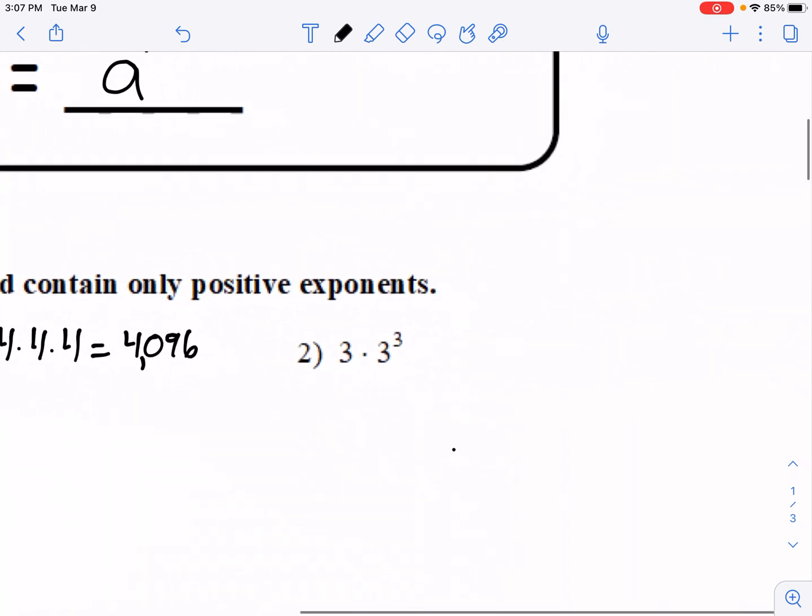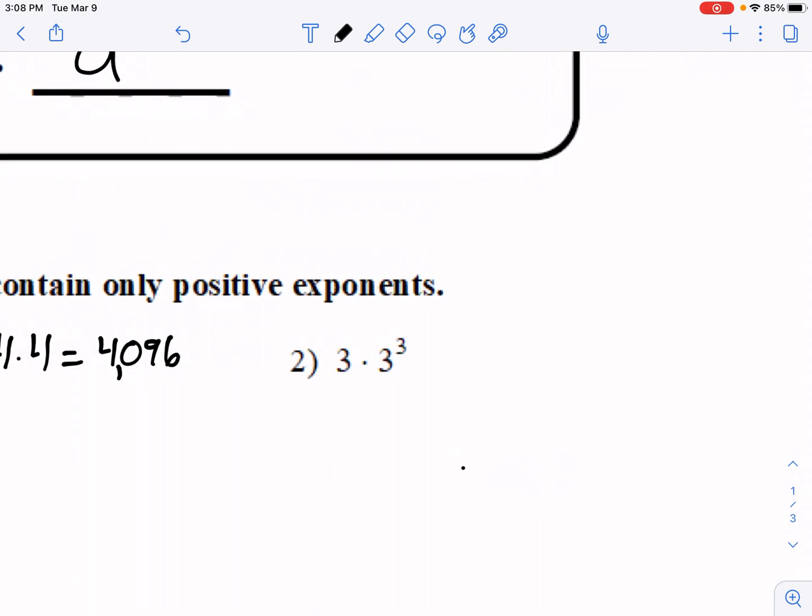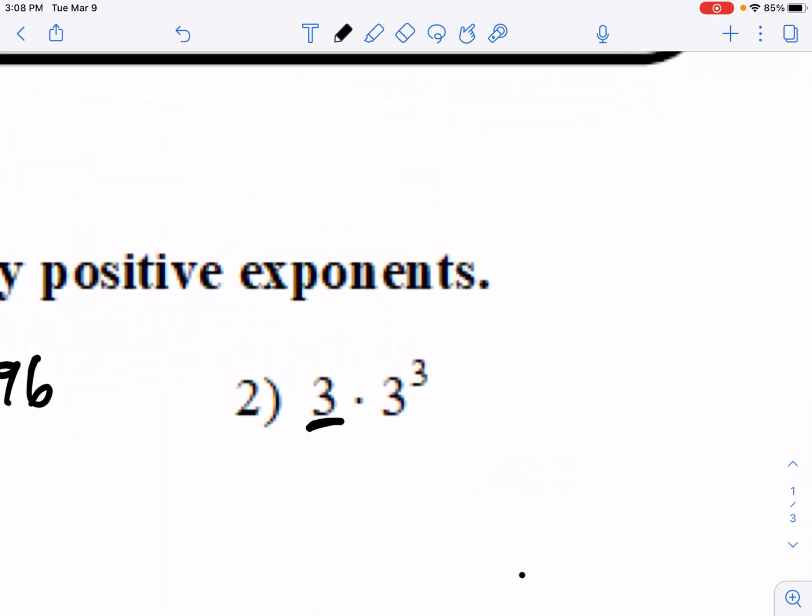Let's try this one. Now, notice, this does not have an exponent. The first base here does not appear to have an exponent. Well, anytime we don't have an exponent there, we treat it like it's 1, because if we look at what we talked about earlier in the last video, 3 to the first power is 3, right? So these two are equivalent to each other.